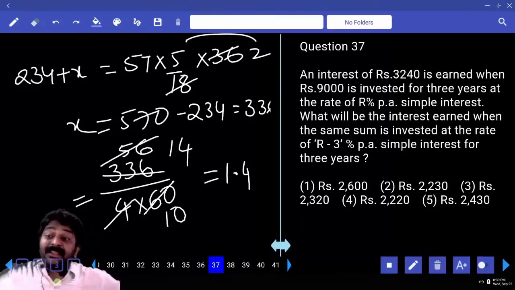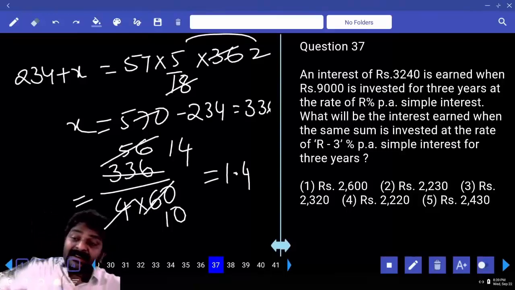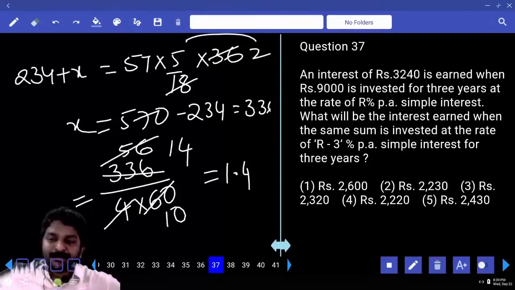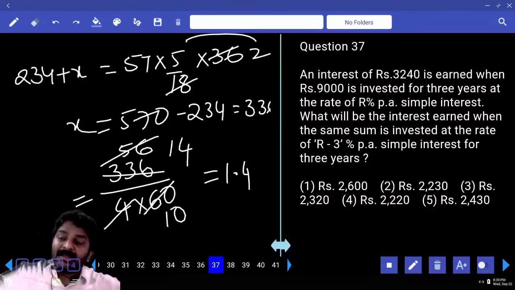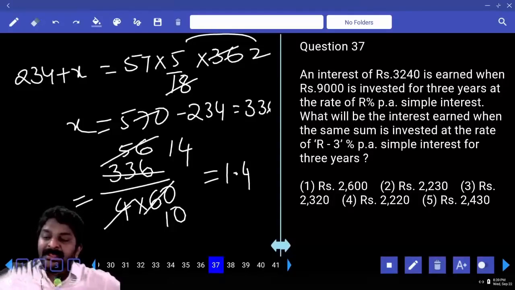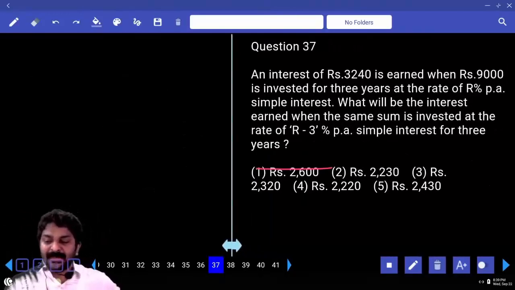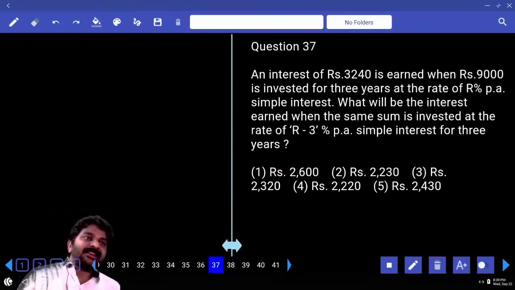An interest of 3,240 is earned when 9,000 is invested for 3 years at the rate of R% per annum, simple interest. What will be the interest earned when the same sum is invested at the rate of R minus 3% per annum, simple interest, for how many years? 3 years. Rate of interest may be anything. You are asked to calculate it for 3 years.